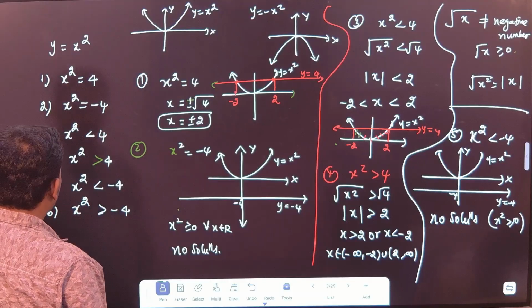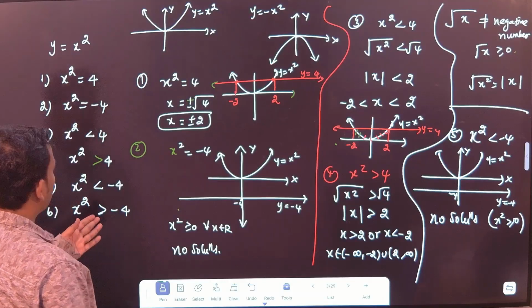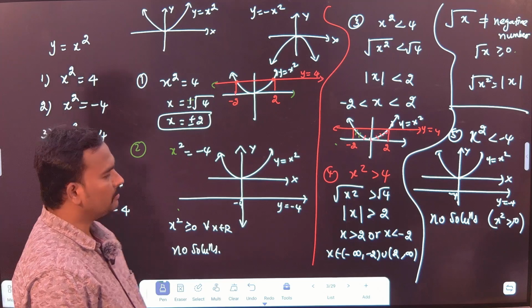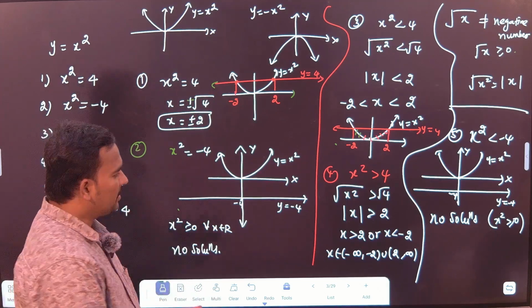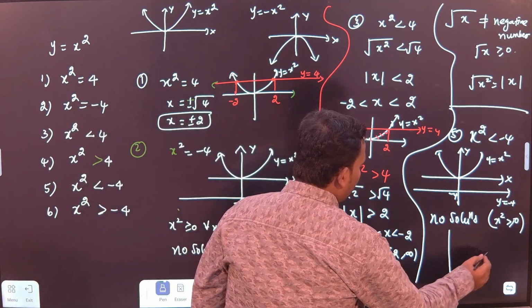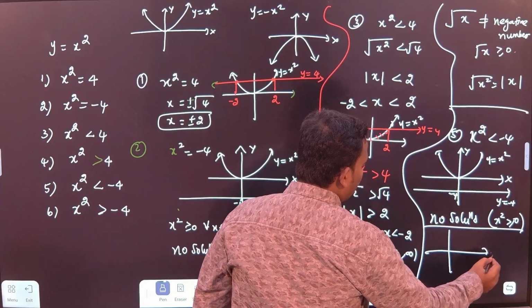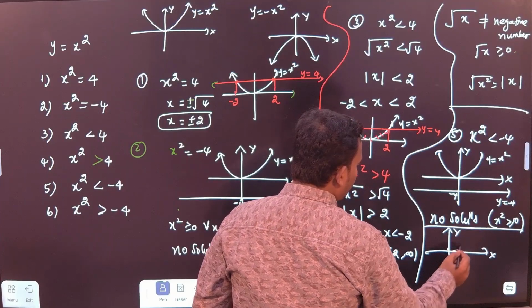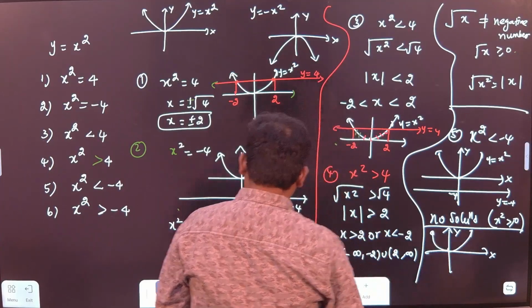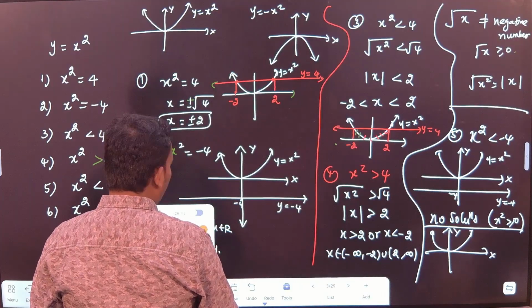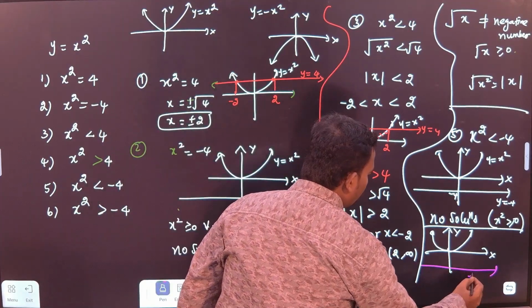So what about the sixth one? X square is greater than minus 4. You can see the x square graph. Next, you can see the x-axis. This is the y-axis. This is your x square graph. And you can see y is equal to minus 4 here. Y is equal to minus 4.